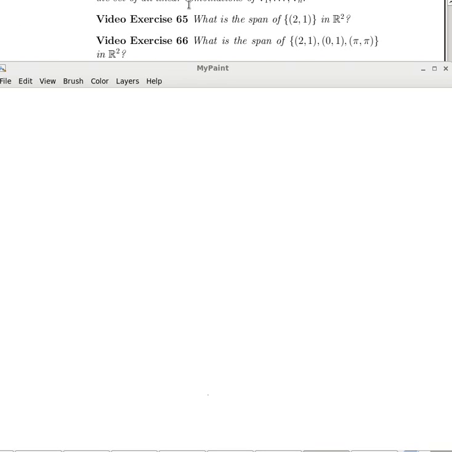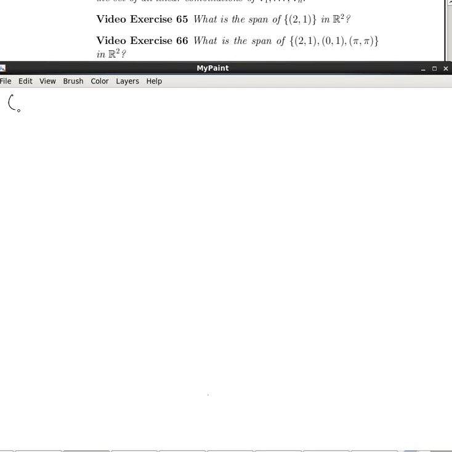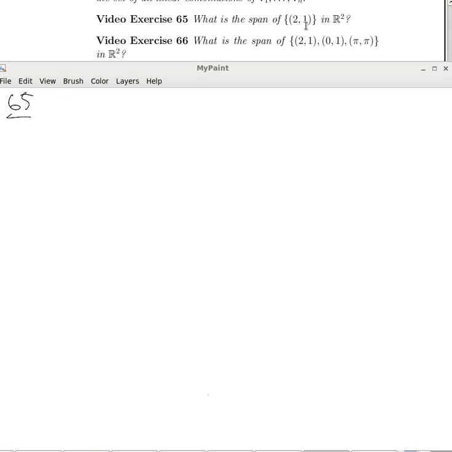Both of these together, 65 and 66. So they're related. For 65, what's the span of this? Well, I need to look at all linear combinations of the vector (2, 1). Which means I need to look at all elements that have the form a times (2, 1).